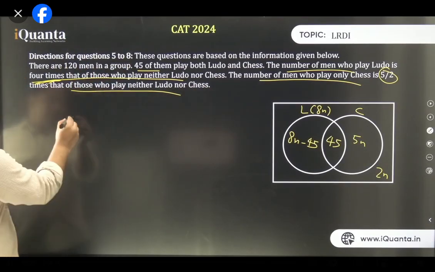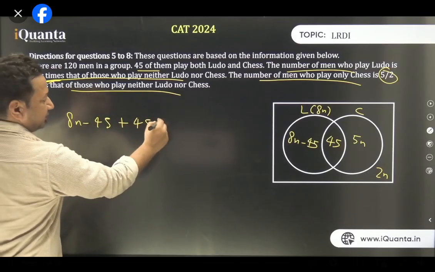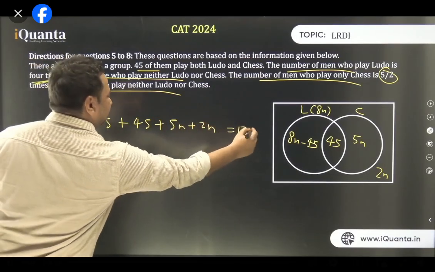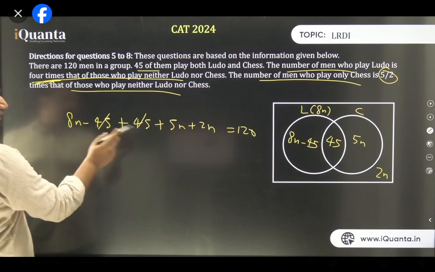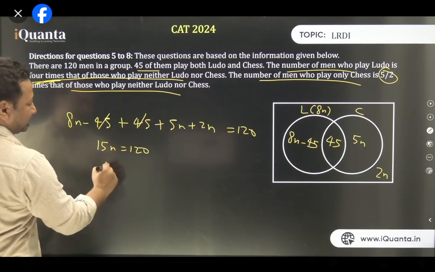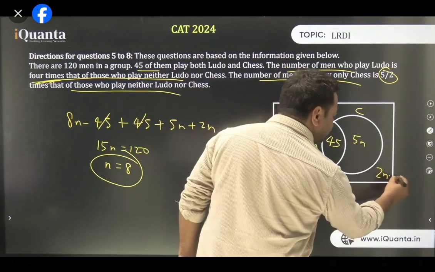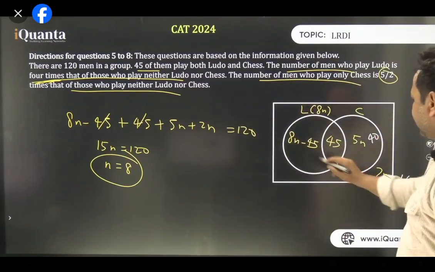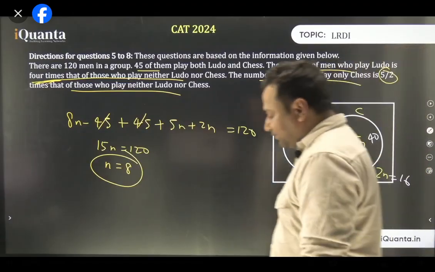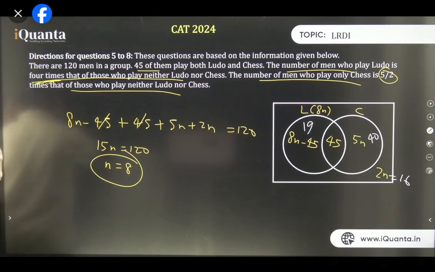Let us count them all. 8n minus 45 plus 45 plus 5n plus 2n is equal to 120. These two get cancelled. 15n is equal to 120, which means n is equal to 8. We got the answer. n is 8, so 2n becomes 16. 5n becomes 40. 8n minus 45 becomes 19. So I think this is how you can save a lot of time by using some simple mathematical logic. This is how we can actually do things quickly. We just have to keep our mind open.